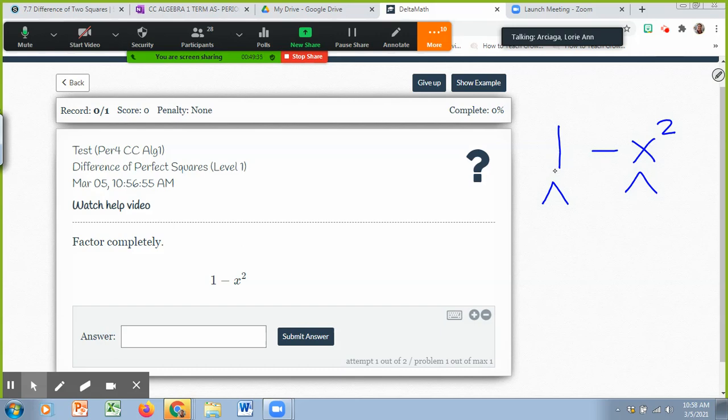Okay, so for those who are still trying to understand it, you get the square root of each one. In other words, find that number such that when you multiply it by itself, you get 1. So 1 times 1. Same thing here. You have negative x times x, right?